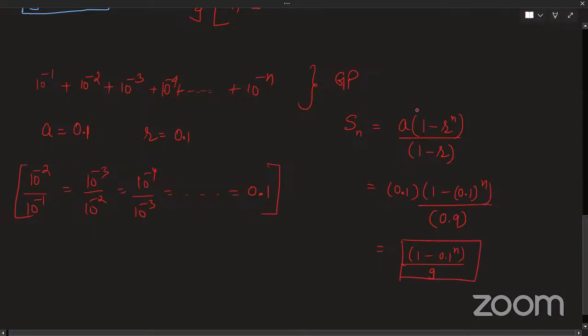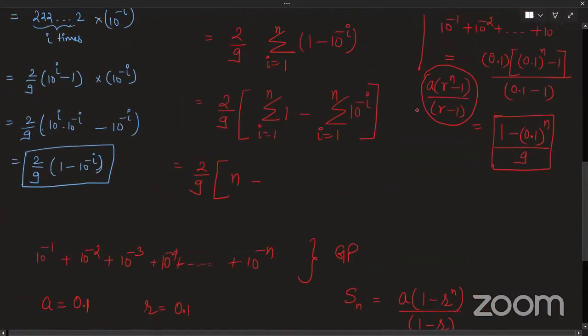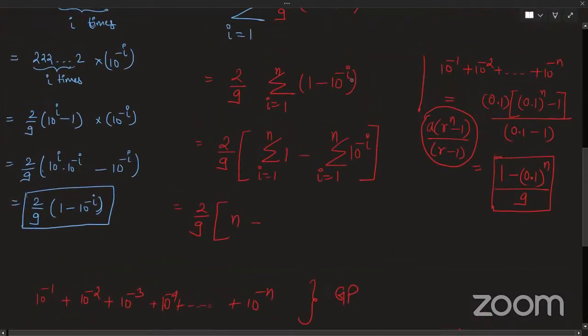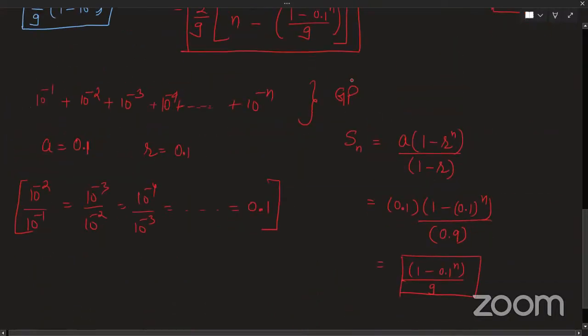Fine. This thing. Yes, sir. So this is your answer. So it is 1 minus 0.1 raised to n by 9. Achha, so till now you weren't able to think that it was a GP. You were thinking of it as an AP. Were you thinking of this thing as an AP?